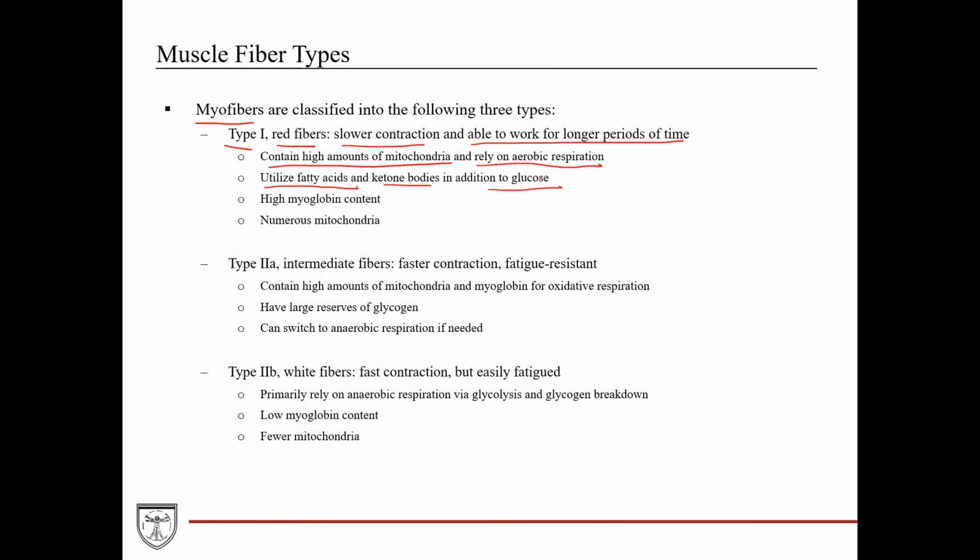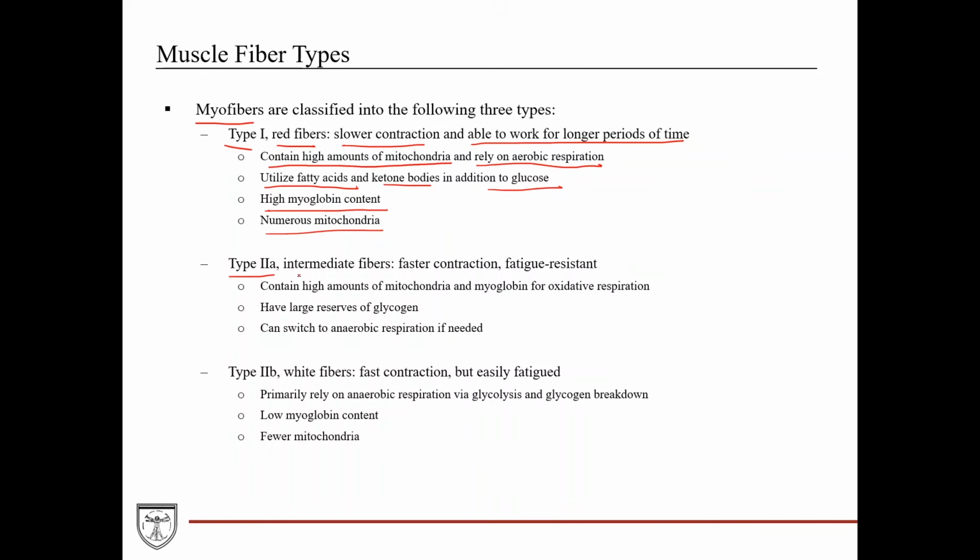Glucose would be the main thing, but over time, as you run out of glucose, they can also use fatty acids and ketone bodies. They have a high myoglobin content, which is a specialized type of hemoglobin found in muscle cells, to help facilitate more efficient delivery of oxygen to the muscle cells and movement within muscle cells to the mitochondria specifically to facilitate aerobic respiration. And like we said here, they have numerous amounts of mitochondria.